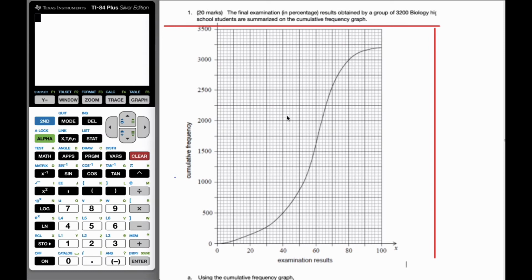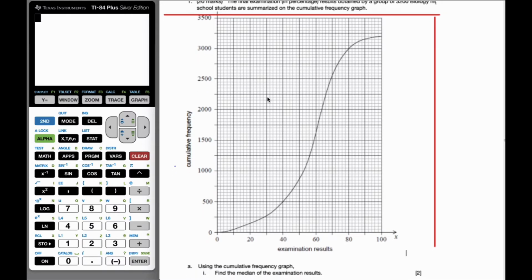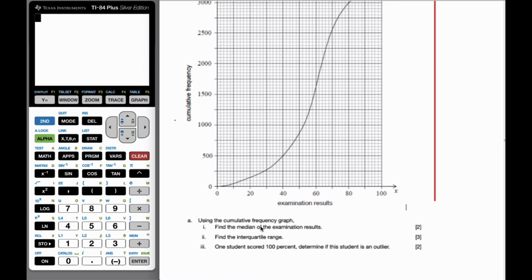In this problem, you can clearly see there's a cumulative frequency diagram, so let's read this scenario. The final examination results, in percentages, obtained by a group of 3,200 biology high school students are summarized on the cumulative frequency graph. Using the cumulative frequency graph, find the median of the examination results.